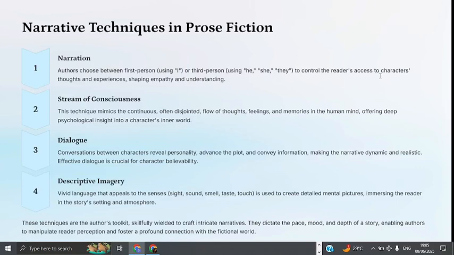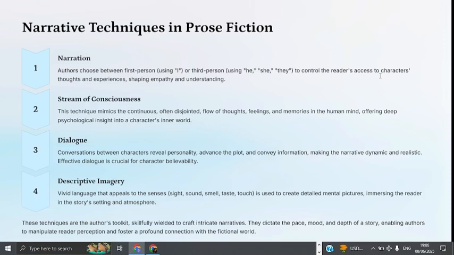So, what are the narrative techniques in prose fiction? There are various narrative techniques used in prose fiction in order to convey stories or engage readers and create a specific effect. So one narrative technique in prose fiction is the POV, that is the point of view. So under that point of view, we have first person point of view, third person point of view, and second person point of view. For the first person point of view, the narrator is a character within the story. The narrator can often be a protagonist, and he tends to provide an intimate and personal perspective of the story he's telling.